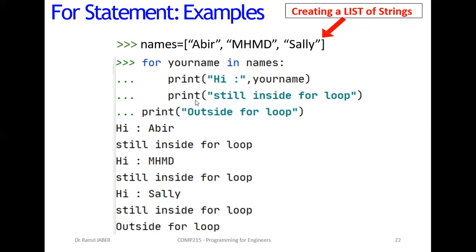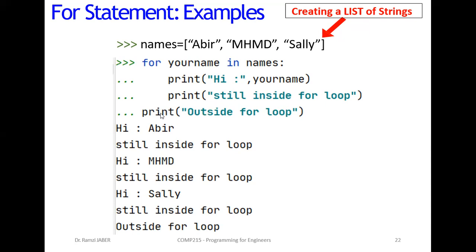So the output will be for your name in names. So your name equals Abir. This is one item. Between quotation marks is one item. It's a list. So your name will be equal to Abir. It's true, Abir exists in this list. So print hi Abir. Then another print statement still inside the for loop will be printed. Okay, and repeat again. It will not print outside the for loop because the for loop is true.